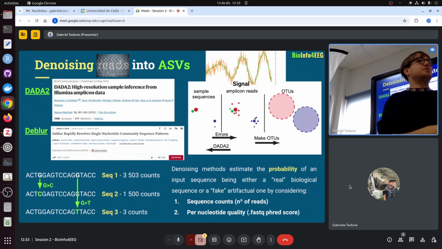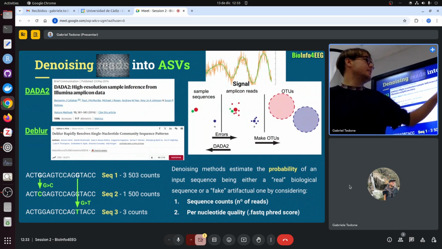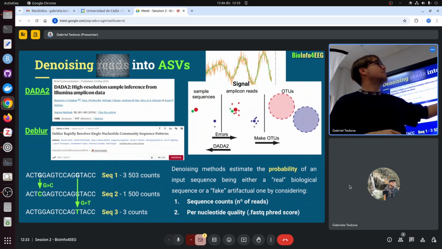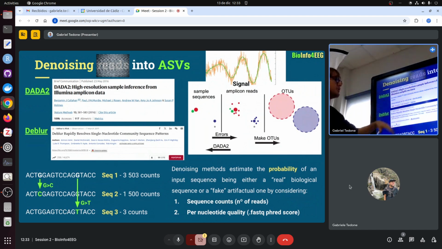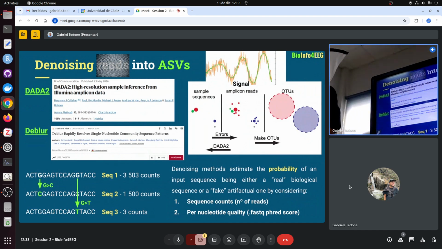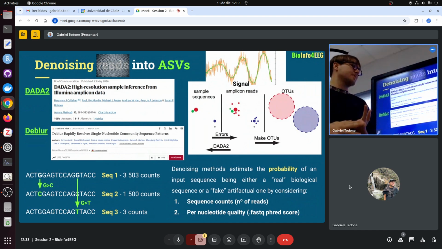By clustering into OTUs, this noise gets incorporated into the information, which is at the baseline of the rest of the study. Denoisers try to eliminate this noise and get a clearer picture that has more fidelity with the original composition of the sample. There are a few denoisers: there's DADA2, Deblur, there's also UNOISE, but all of them try to do this: remove PCR artifactual sequences. And how they do this is with statistics, models, probability.